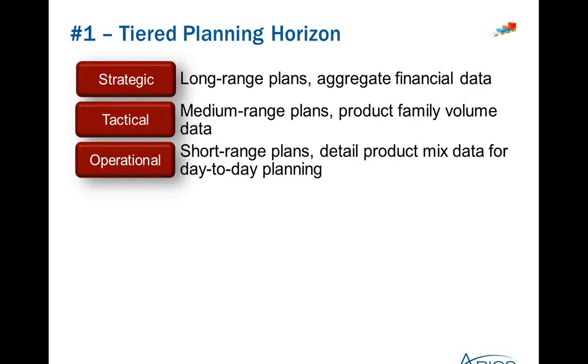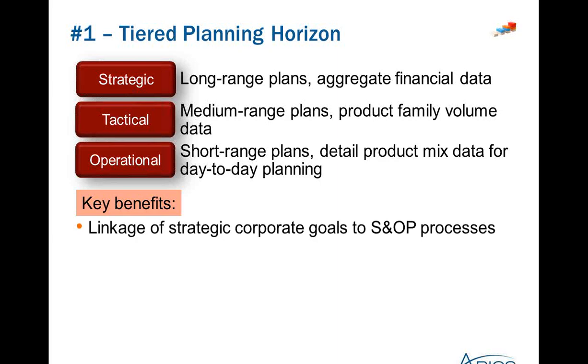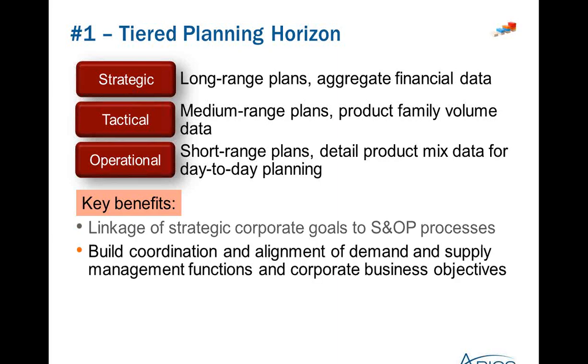When we talked about a tiered planning horizon, you have the strategic, the tactical, the operational. Strategic is that business plan that goes way out into the future, whereas the medium is where we're getting into tactical, so that's where S&OP is. And then that will feed our short range or operational plans. The benefits there, we're going to link to that strategic corporate goal.